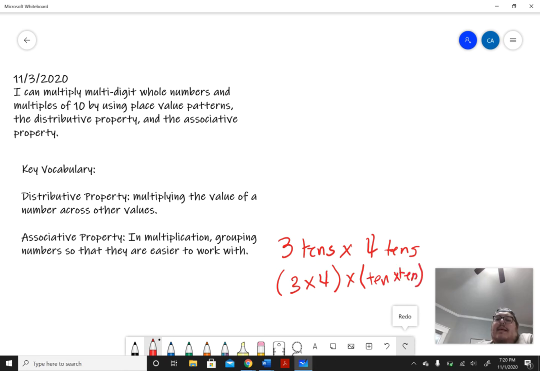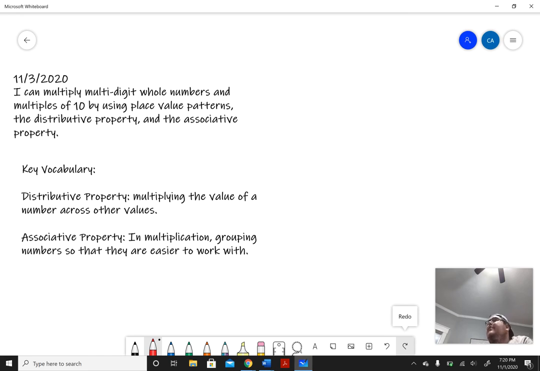And we'll come up with the same answer. Okay, so associative property in multiplication is when we are grouping numbers so that they are easier to work with. Okay, because all of the numbers are associated with one another.